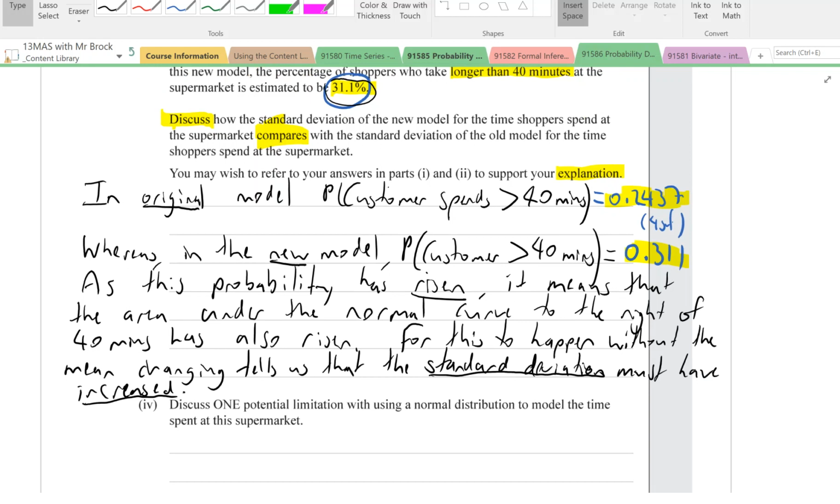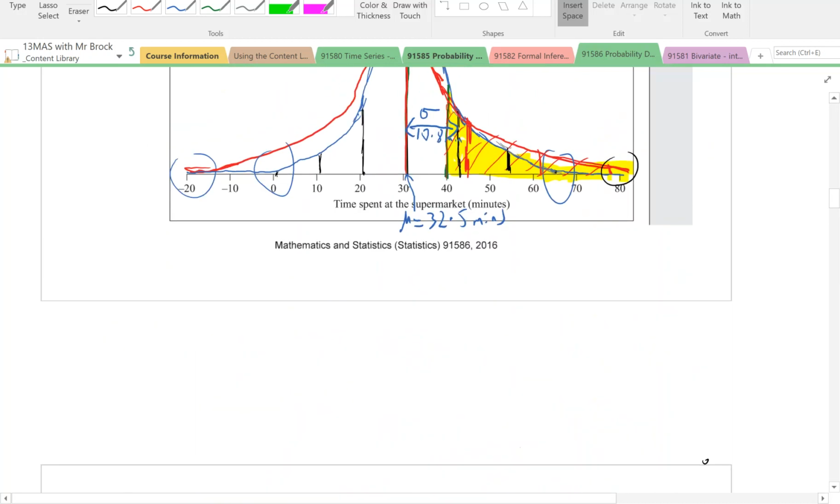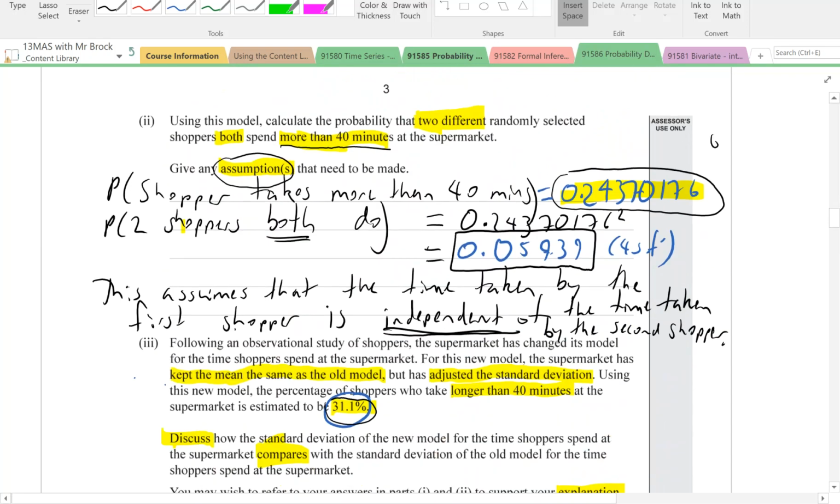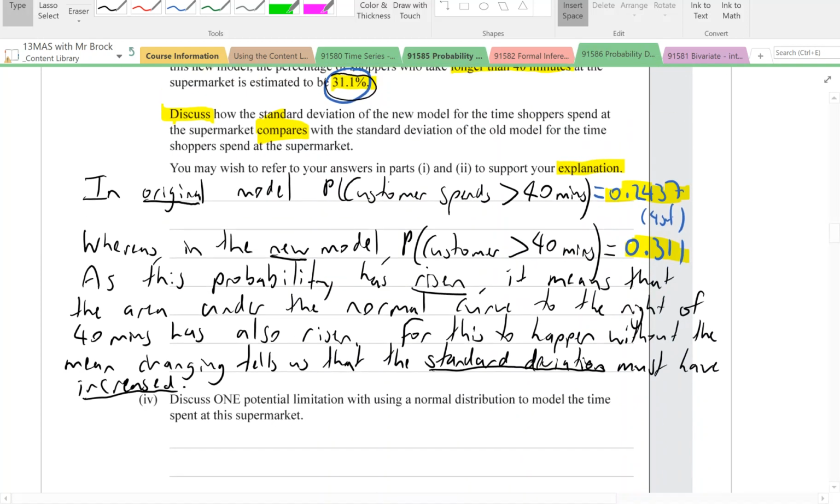Now, we need to put this into context. So what does that mean in context when the standard deviation increases? Well, it means greater spread from the mean. And in this situation, it means the times spent at the supermarket must vary more under the new model. So let's write that. So this means greater variation in shopping times.